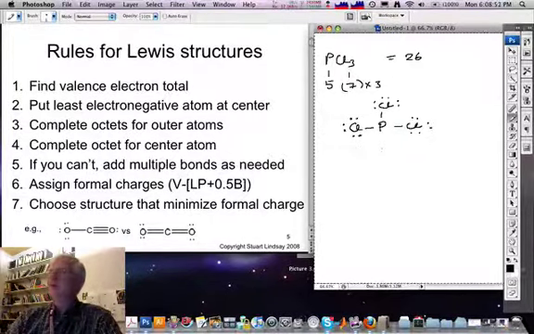Step 4, complete the octet for the center atom. So we have a total of 6 electrons in these 3 bonds, and that means we have to add 2 more as a lone pair on the phosphorus. Many Lewis structures can be completed this way. On the other hand, you might find structures that are ambiguous. So let me give you an example of hydrogen cyanide.